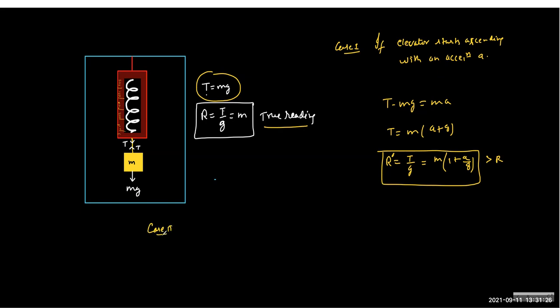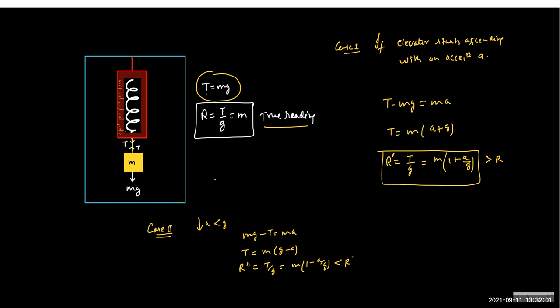And case two we can take as when the acceleration is downward. Let's say A is down. So you can write mg minus T equals m into a, so T equals m into (g minus a). So reading double dash equals T by g, which turns out to be m into (1 minus a by g), which is less than the R value. So in the second case and the first case, the reading will change.